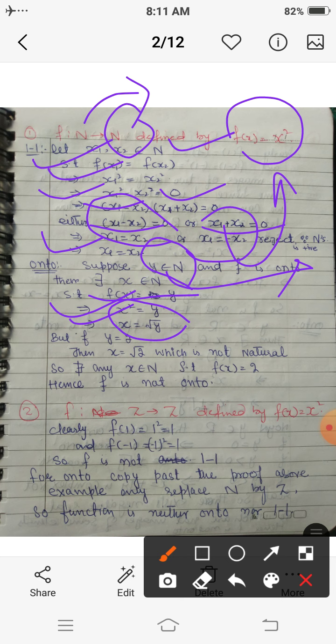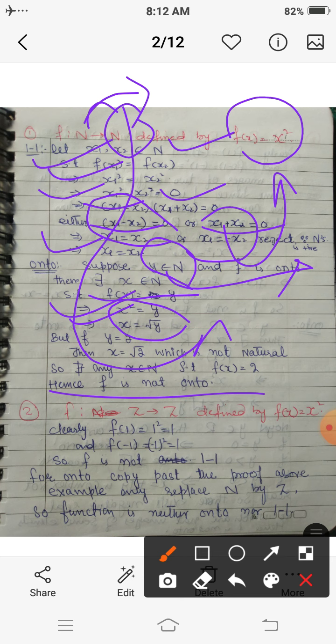But if we consider y to be 2, which implies that x equals root 2, but root 2 is irrational. So for y equals 2, the element mapped to it through this function is an irrational number. But x equals root 2 does not belong to the natural numbers. So our supposition that the function is onto is wrong, hence the function is not onto.